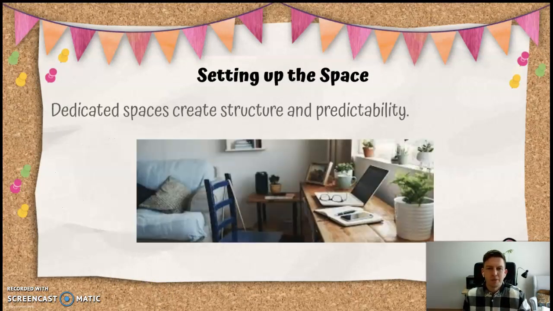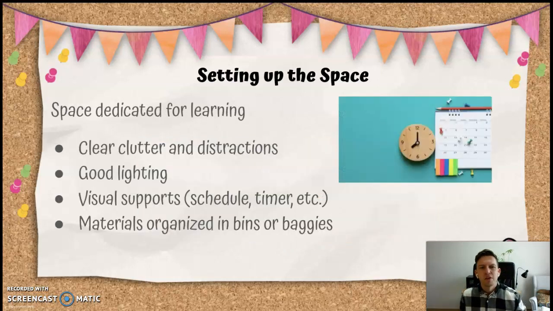Setting up a space is so important, and the spaces also create structure and predictability when we're in remote learning. So when you're setting up a space, some things to keep in mind: clear clutter and distractions. You want to have good lighting. Also, integrate visual supports into the space. Maybe those are calendars, checklists, timers, maybe some of the other supports they might have in their classroom, like word walls. And then also, if there's any materials they need, have those materials organized and in baggies, labeled if possible, and just able for them to get to very easily.